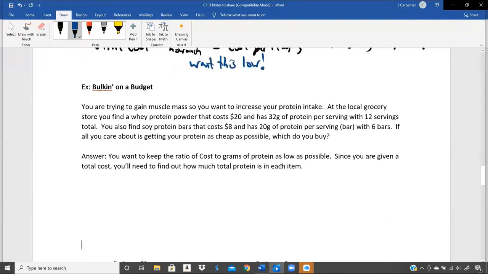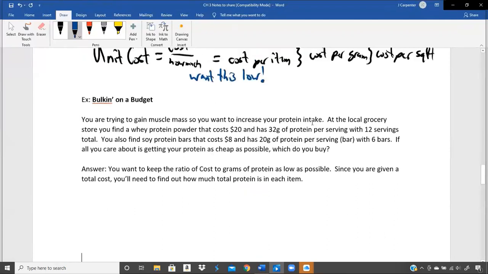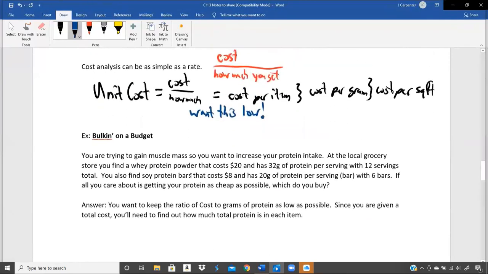Bulking on a budget. You are trying to gain muscle mass, so you want to increase your protein intake. So you're going to the gym, you're lifting weights, but you can't just lift weights, you've also got to eat. And one of the main ideas to gain more muscle mass, besides ripping your muscles and letting them repair over time, is to increase your protein intake. So more protein, more muscle tears, more bulk. So you go to a local grocery store and you find one of those big jugs of whey powder, and the sticker price on it is $20 and it costs 32 grams of protein.